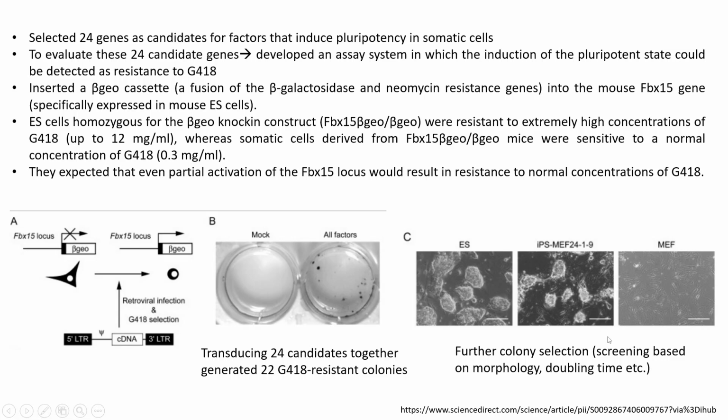And this is what they saw. They did further colony screening after that. They looked at the colonies actually and saw, okay, how do they look? Do they look like embryonic stem cells? Do they look different? And you can compare. These are mouse embryonic fibroblasts. These are normal fibroblasts. These are embryonic stem cells. And these are mouse embryonic fibroblasts that were infected with a combination of these 24 candidates.